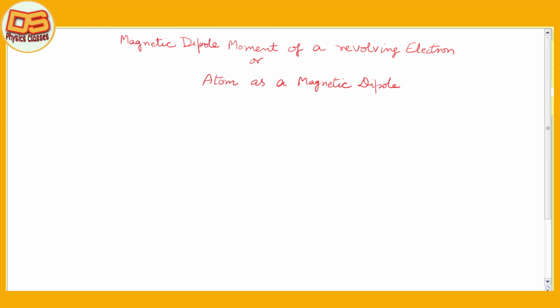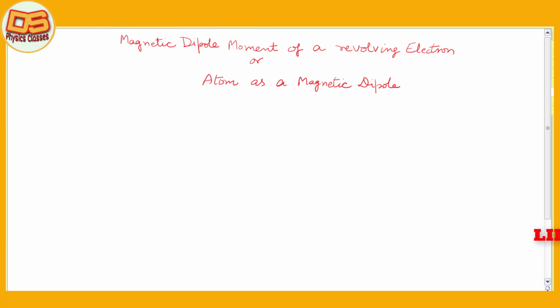Today's topic is magnetic dipole moment of a revolving electron, or this topic can also be written as: let every atom's electrons revolve around the nucleus.